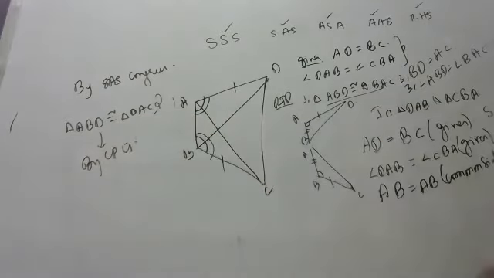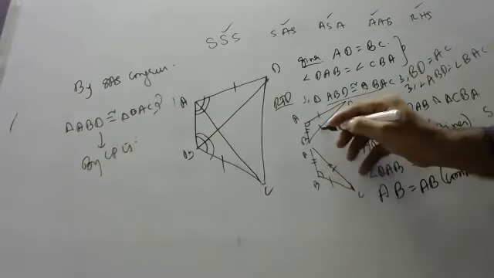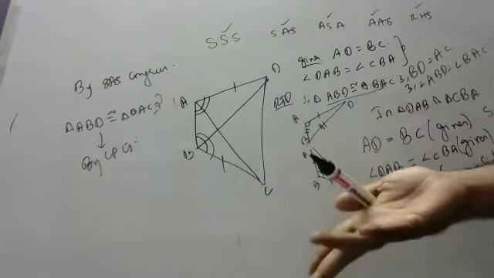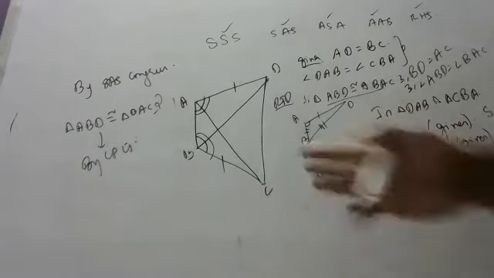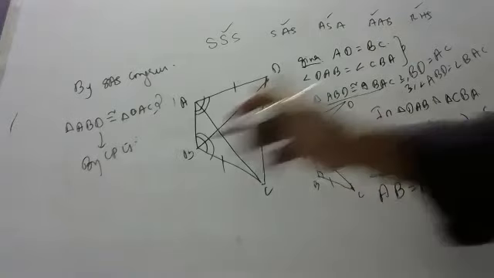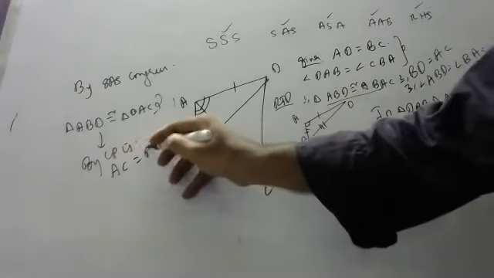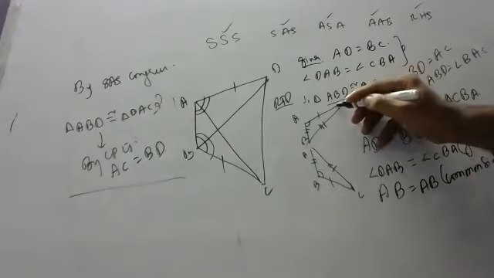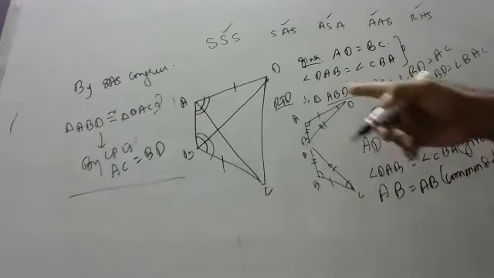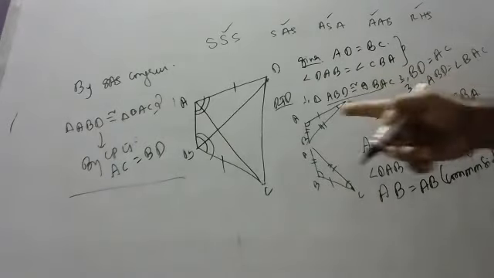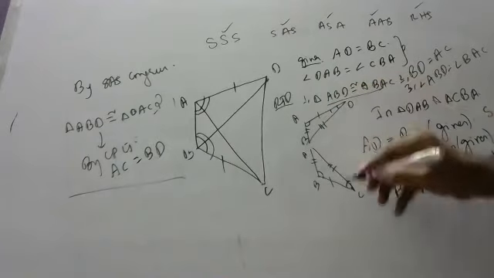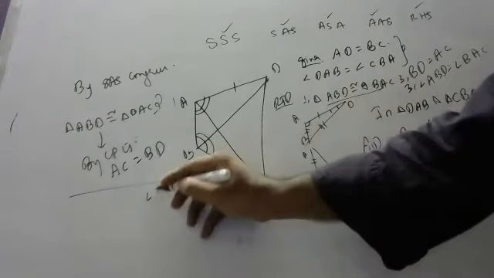By CPCT, children, can I say these sides are equal? By CPCT, since they are congruent, all sides are equal and all angles are equal. So AC is equal to BD by CPCT. In the same way, I can say this angle equal to this angle. You ask me which one? ABD. This angle and this angle, angle D is equal to angle C.